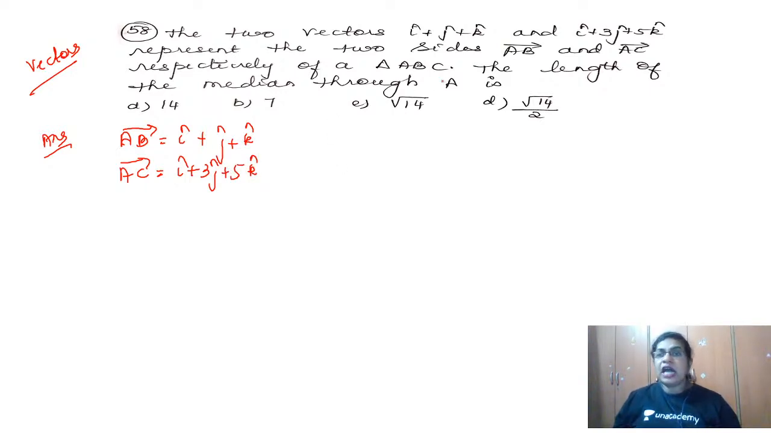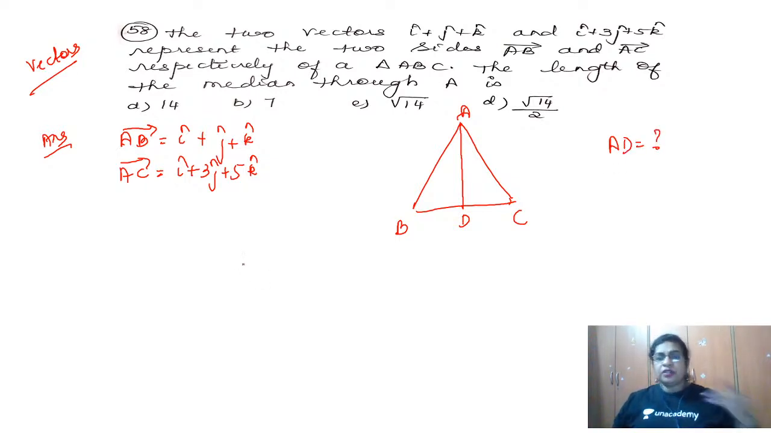Okay, so what is asked of a triangle ABC? Let me draw the triangle, which would be easier for me. So I have here A, B and C. What is asked? The length of the median through A. So here I'm drawing a median. Okay, so I need to find the length of this AD. For this, I should know the vectors concept, when it will become a triangle. So if ABC has to become a triangle, then when I add the three sides, the result should be a zero vector. Then only it becomes a triangle.